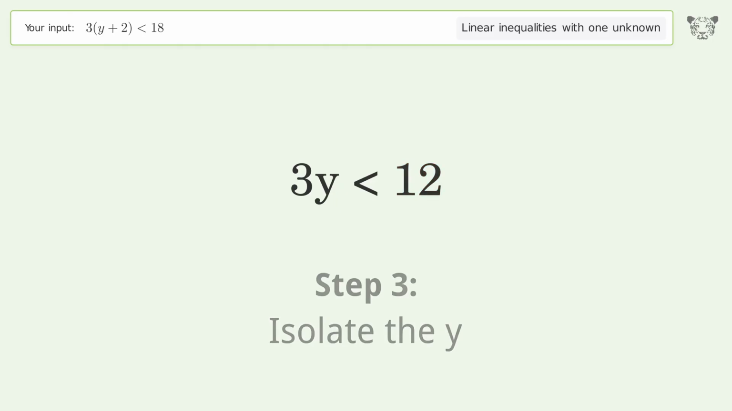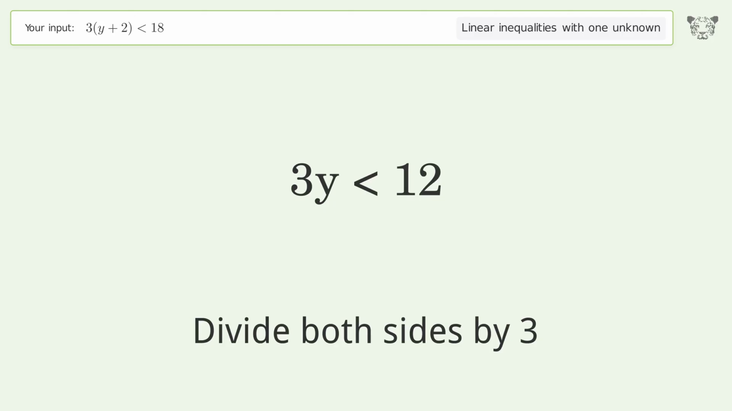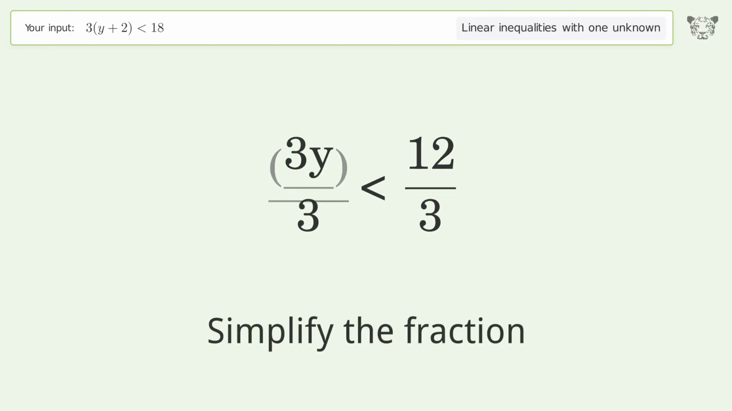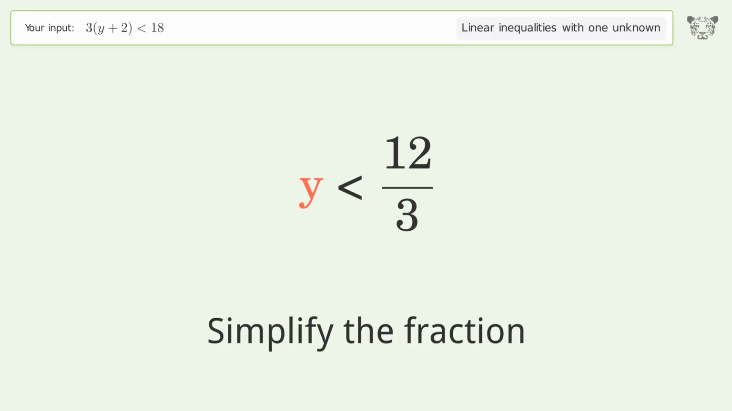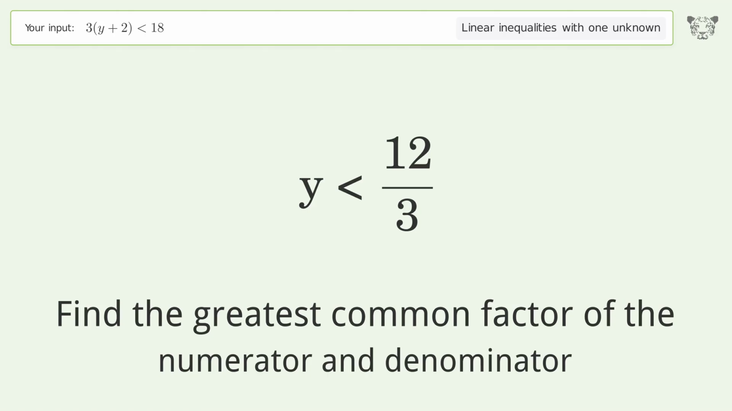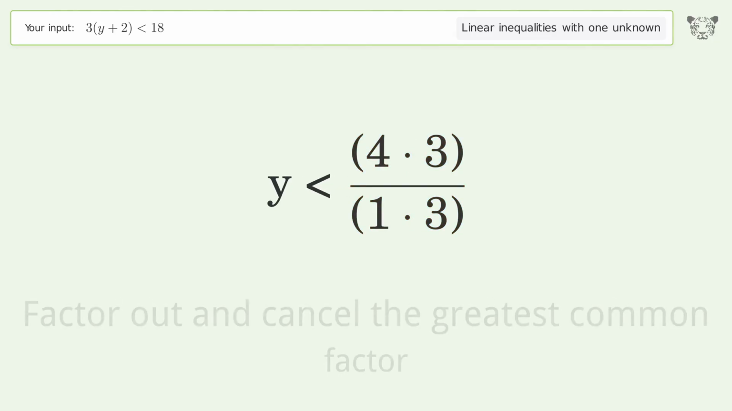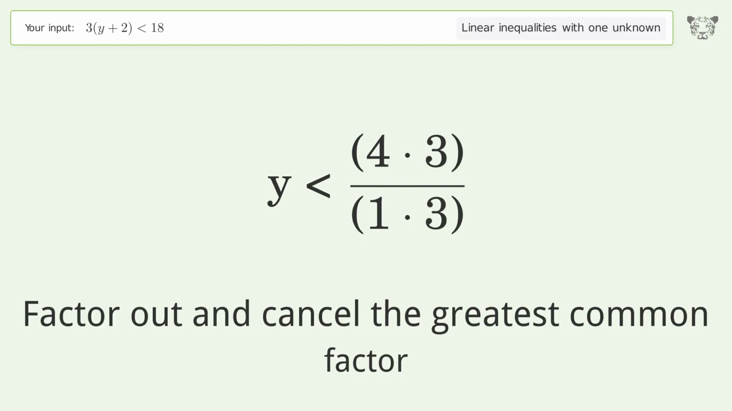Isolate the y. Divide both sides by 3. Simplify the fraction. Find the greatest common factor of the numerator and denominator. Factor out and cancel the greatest common factor.